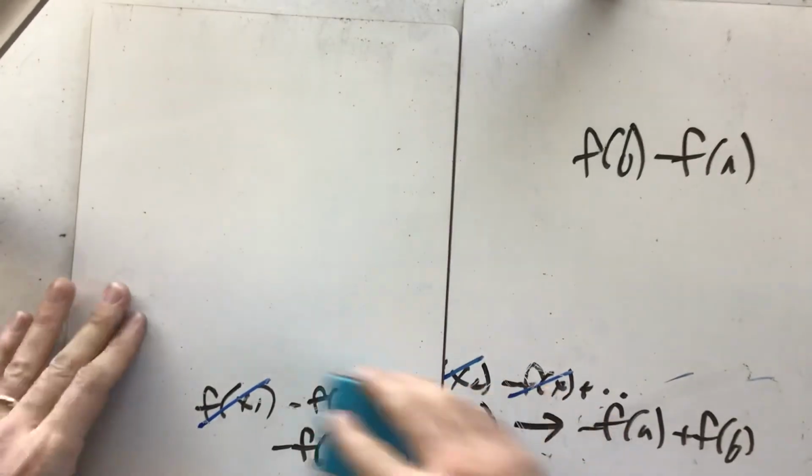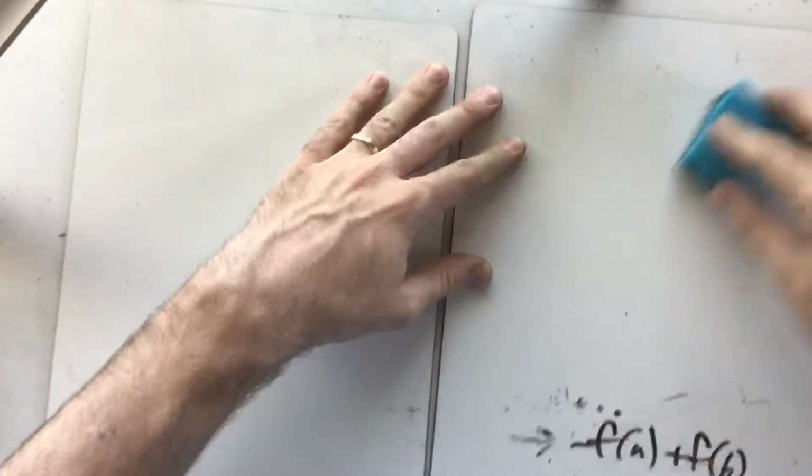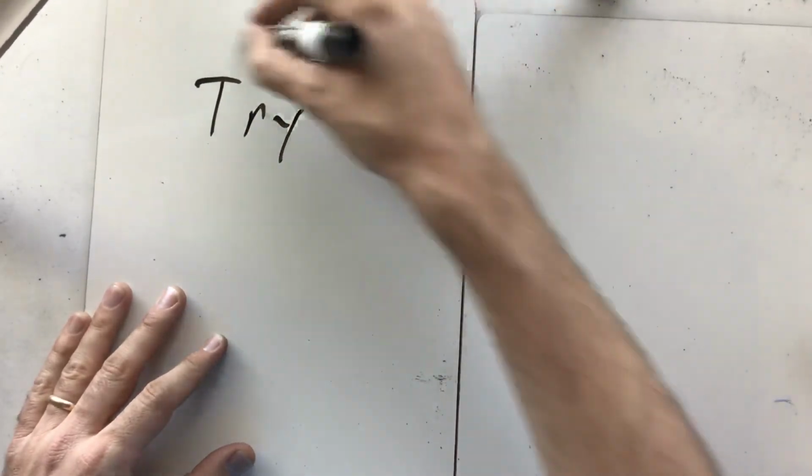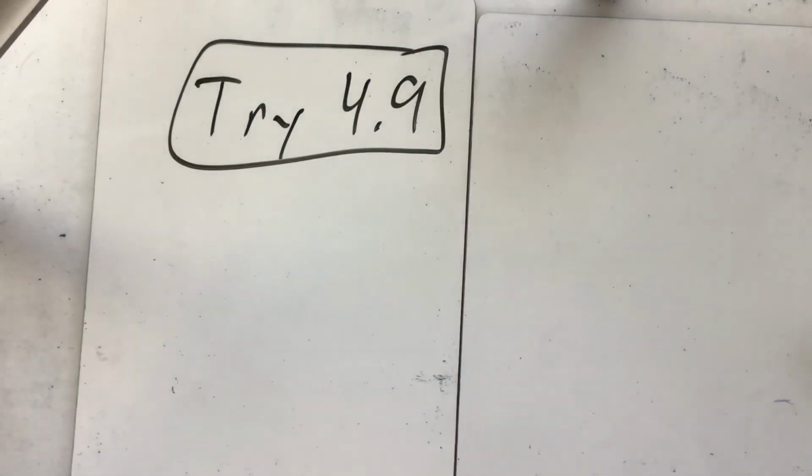What I want you to do right now is pause your device. So actually, I'm gonna cut it off. I'm gonna make another video that follows this one. So what I want you to do is try 4.9. Try all three of the 4.9s. And by the way, on the last one, you'll have to do a little bit of algebra first.